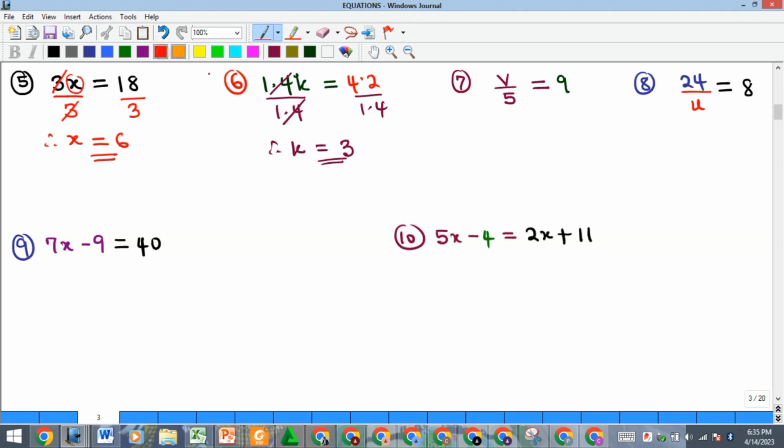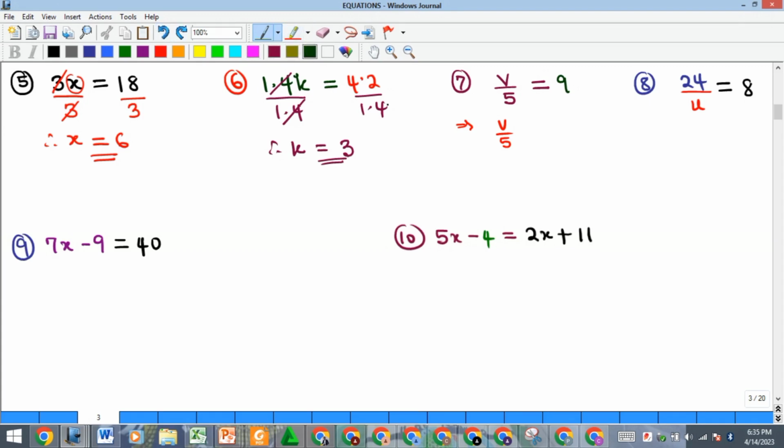And so what about example 7? Now, see what happens here. In this case, there is a division. So our V is divided by 5. In other words, they are asking us, what number will you divide by 5 to get 9? All right, so what do you do there?